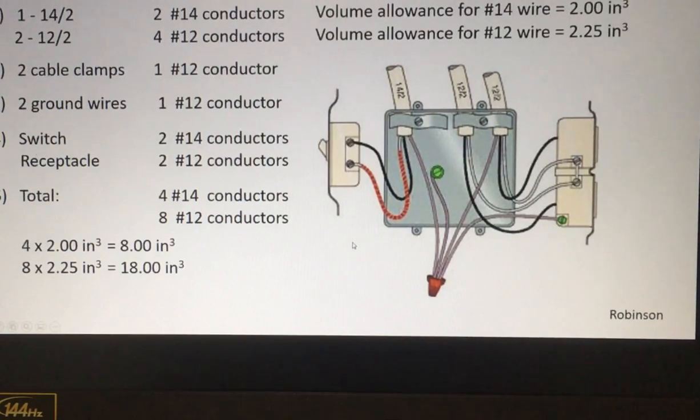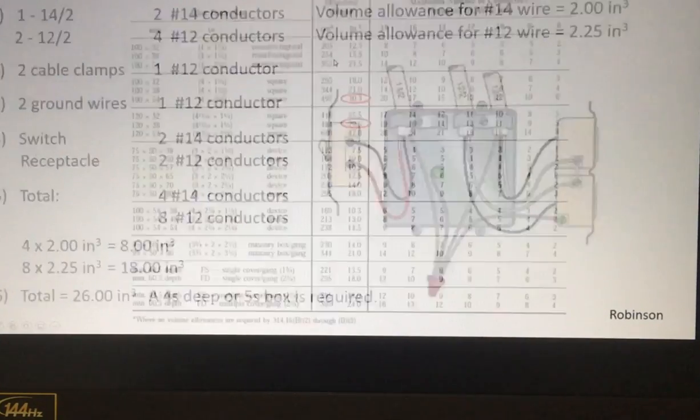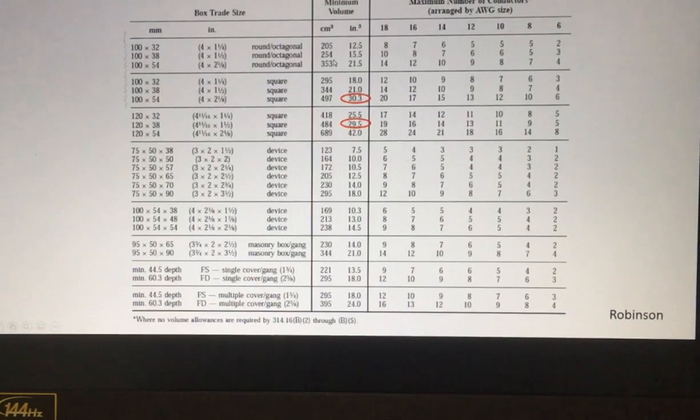You do the math, and you need at least 26 cubic inches, so a 4S deep or 5S box is required, because both of those boxes would do it.